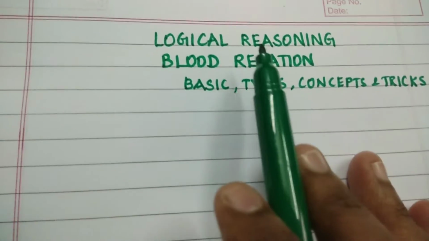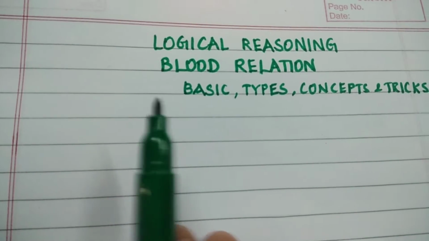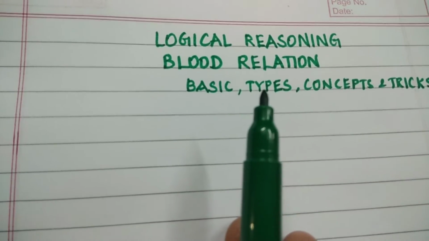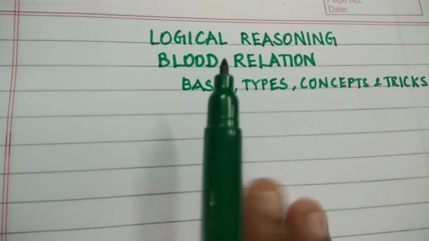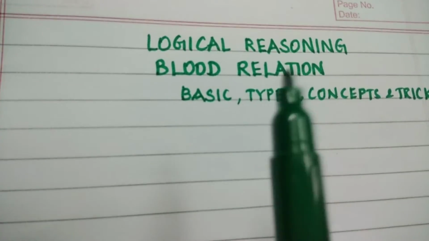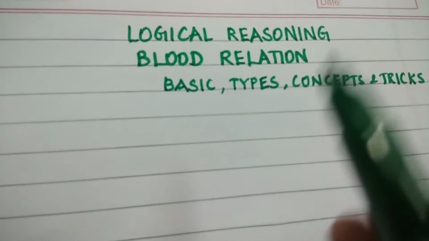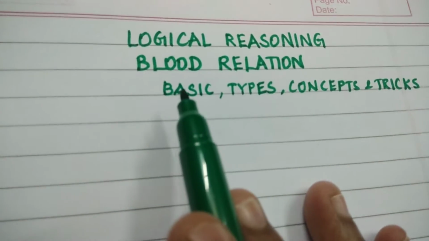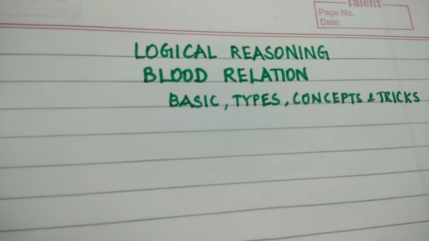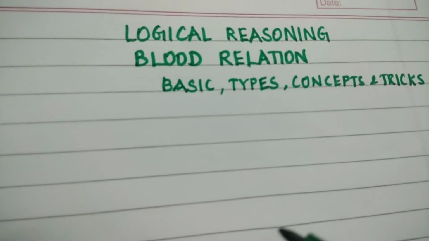So the topic we are going to discuss today is blood relation from logical reasoning. In all the bank exams, SSC exams, railway exams, TNPSC exams, you have 2 to 3 questions from this topic, blood relation. It's a very simple topic. One thing is they will ask the question in a tricky way, but the way to solve will be very easy. In this topic, we will see the basics, types, concepts, how to approach the problem, and some tricks to solve problems. We will be discussing this in this video.